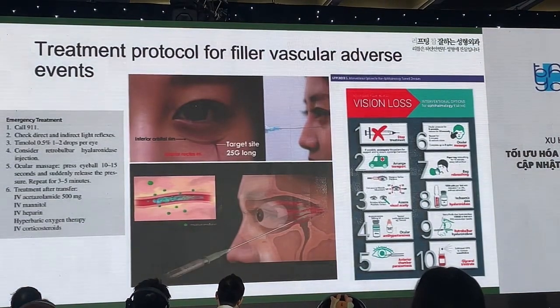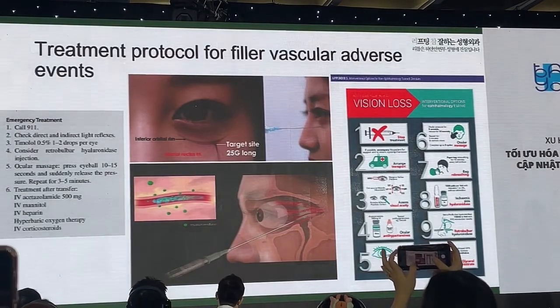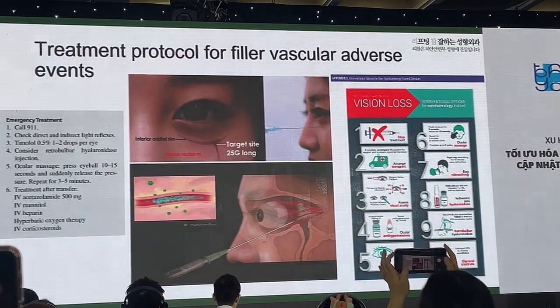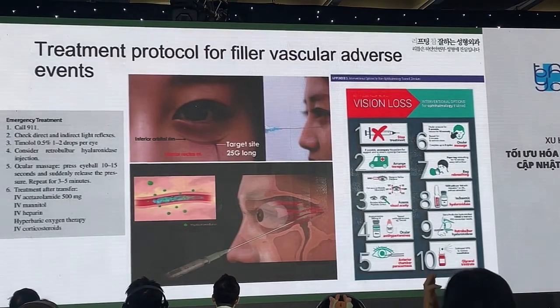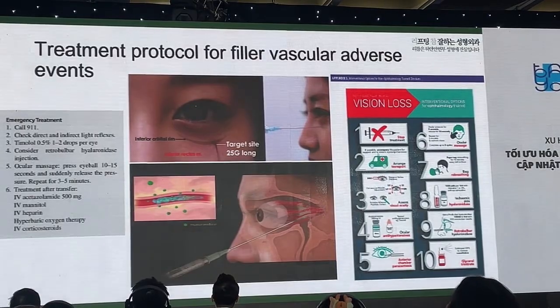If vision loss occurs, which indicates retrograde arterial embolization to the ophthalmic artery, this becomes a true emergency. In such a case, retrograde hyaluronidase injection and immediate ophthalmologic management are absolutely necessary to prevent permanent blindness.